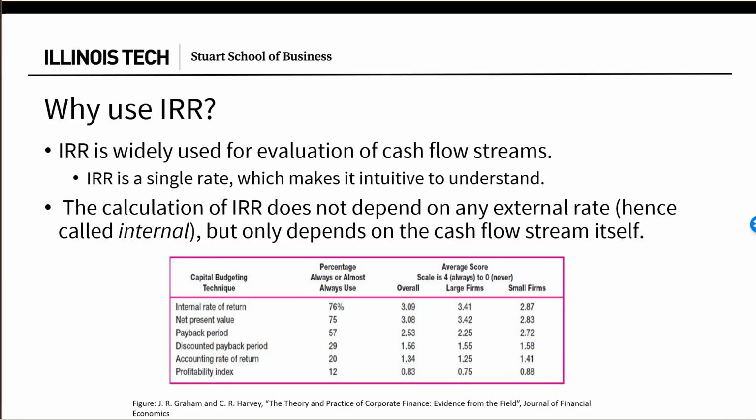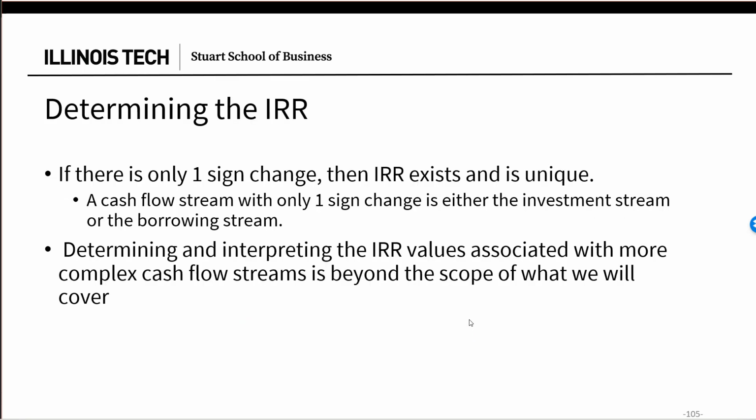But what this table shows is that the vast majority of companies, over 3/4, use internal rate of return and net present value to assess the viability of projects. And it's used more frequently by larger firms than by smaller firms, because often smaller firms have other constraints that may drive project selection. But with larger firms, they almost always use one of these, and they're somewhat interchangeable.